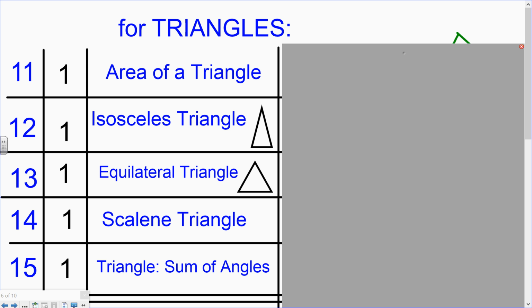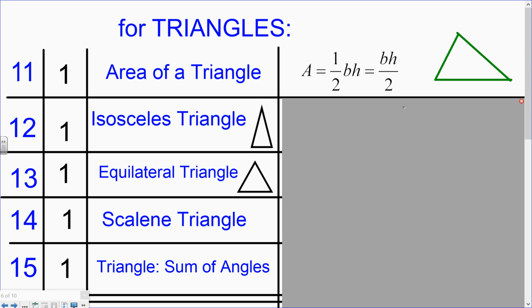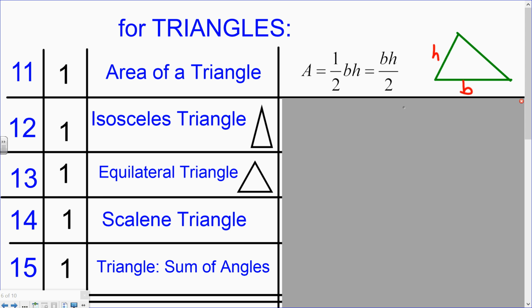Who remembers the formula for the area of a triangle? Somebody unmute and just shout it out. Excellent. 1/2 base times height, or base times height over 2. So base can be one of the sides of the triangle. And so can H be this side over here? Type in the chat or shout it out. No, because H has to be perpendicular to the base.